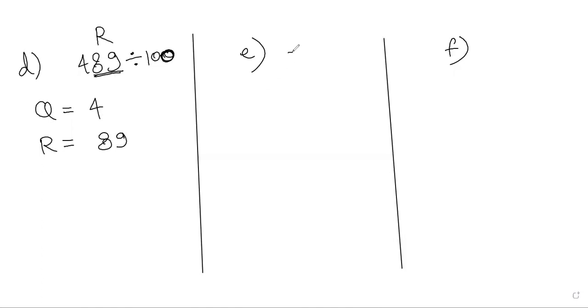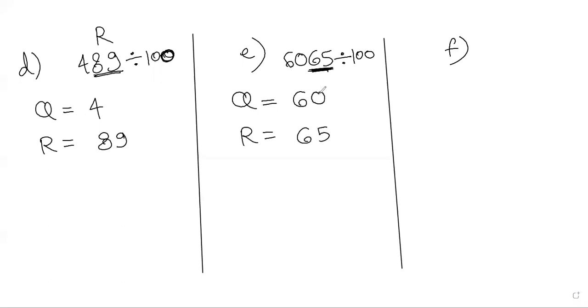Question number E, 6065 divided by 100. As I told you, if you are dividing by 100, then last two digits of the dividend will be remainder and the rest of the digits will be quotient.